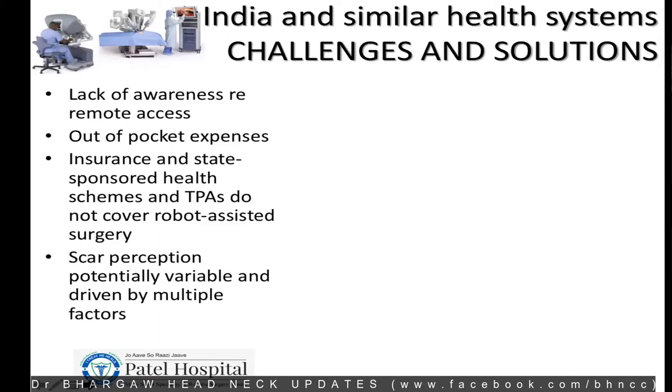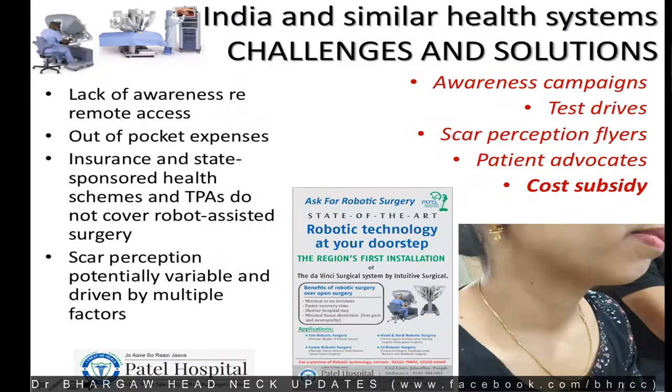Remember that one challenge is that people say that India is not a country where scar perception really matters that much. And to counter that, we actually did scar perception flyers when we thought we were on the precipice of being a robot institution. We did some awareness campaigns, we did robotic test drives. So we got good feedback from our patients as well as physician colleagues who thought that the region would actually need robotic technology. We were the first ones in the immediate region to bring it to this part of Punjab, and this was in 2018.